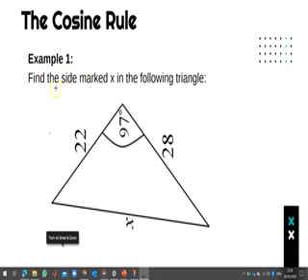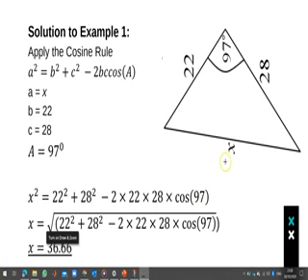Example 1 says, find the side marked X in the following triangle. We are given this side. Let's say this is A, this is B, and this is C. So to find the value of X, we apply the cosine rule, and we say A squared is equal to B squared plus C squared minus 2BC cos A. So this formula is just the general formula for all. Don't get confused, because earlier when I said since this side is C, you're supposed to say C squared is equal to A squared plus B squared minus 2AB cos C.